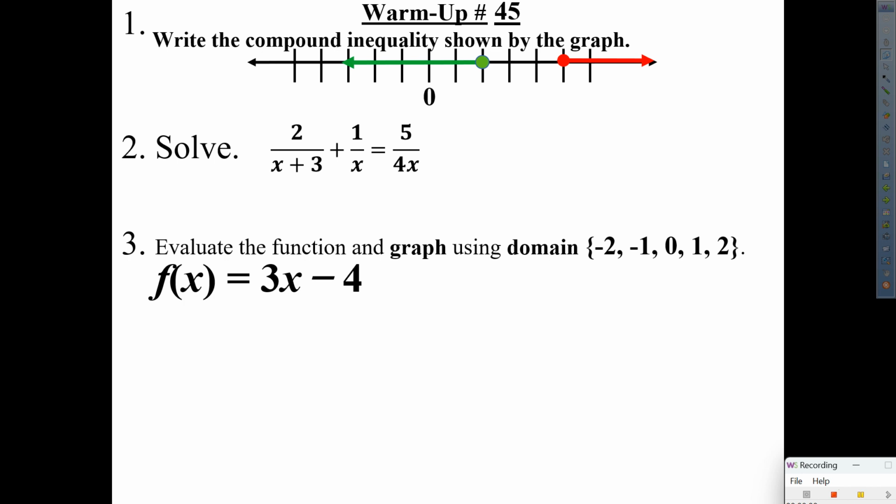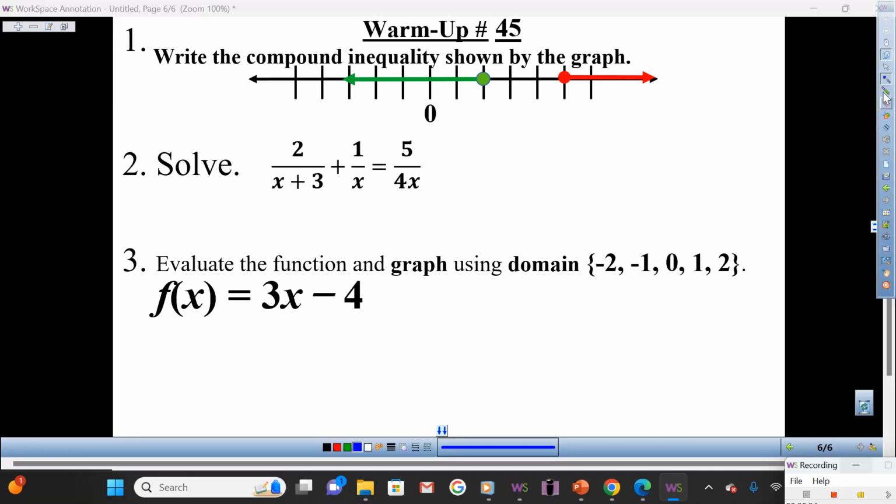Warm-up 45 is on the screen. I'm going to give you some time for that one. It's almost spot on, exactly the same as the one we did yesterday, just to make sure you get the extra practice, see how you do. All right, copy and go. All right, number one. It says, write a compound inequality shown by the graph.